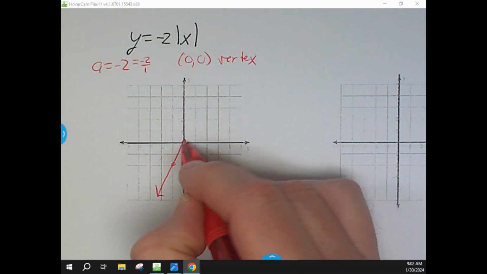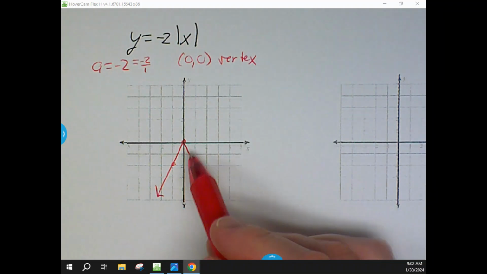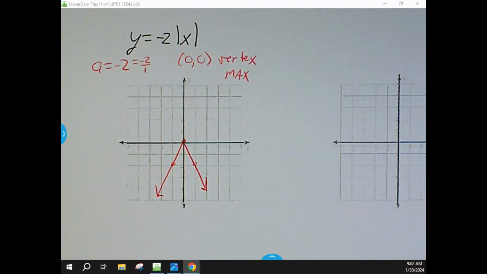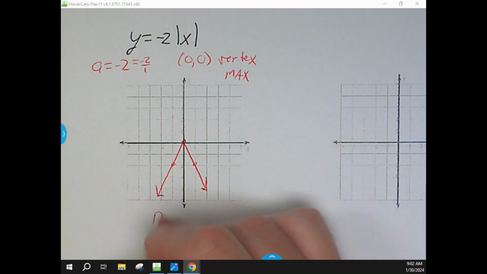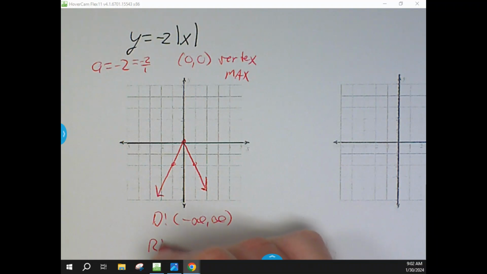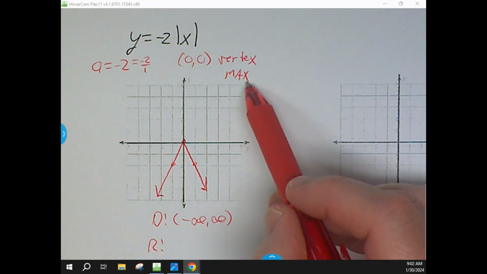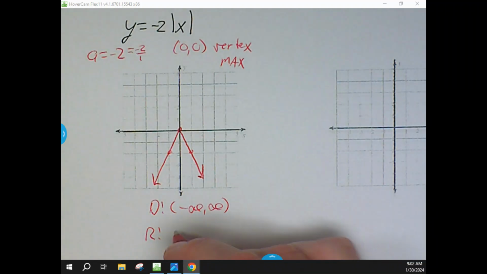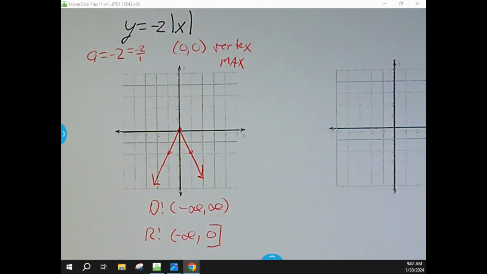All right, so where's the vertex now? Yep, it's at the top, so the vertex is a maximum point now. Okay, domain, again, not going to change at all. It's still negative infinity to infinity. But your range, if that's the max point, that's as high as you can get. So this time when we do a range, we start at negative infinity because it's going down forever, and we get to 0, and then we stop at 0.